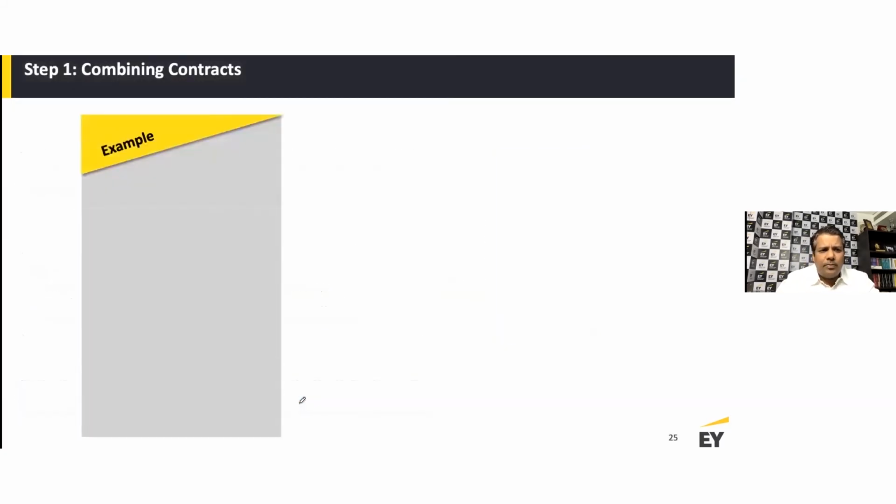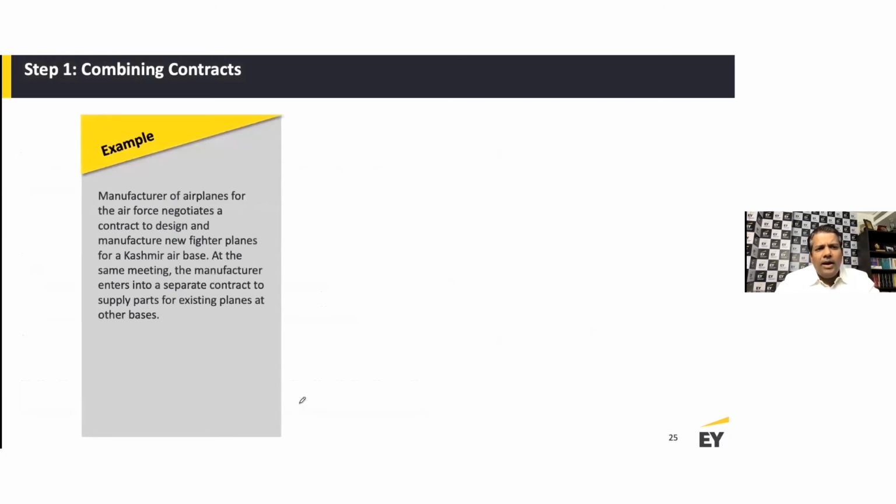Let's look at this with the help of an example. A manufacturer of airplanes for the Air Force negotiates a contract to design and manufacture new fighter planes for a Kashmir Air Base. At the same meeting, the manufacturer enters into a separate contract to supply parts for existing planes at other bases. So I'm trying to enter a new contract to supply new airplanes. At the same time, since I was your existing vendor, I say, now that I'm here, you may also want to sign off on the spare parts for existing airplanes.